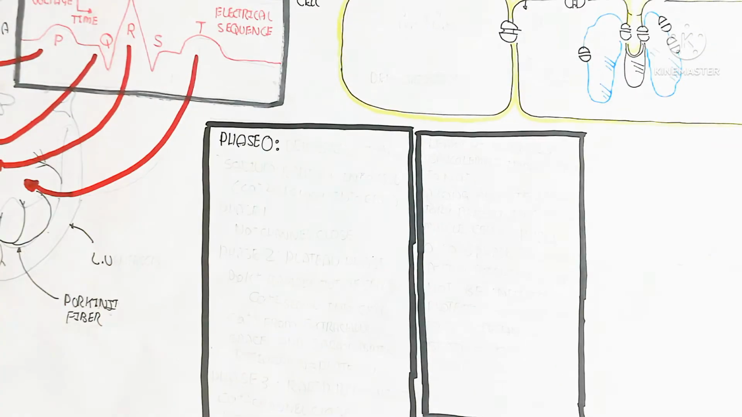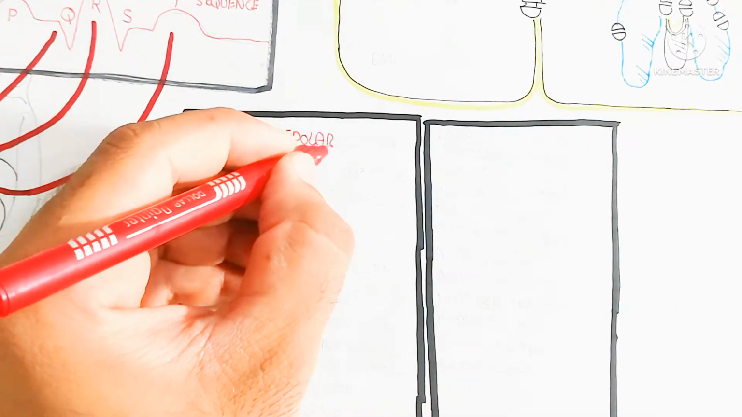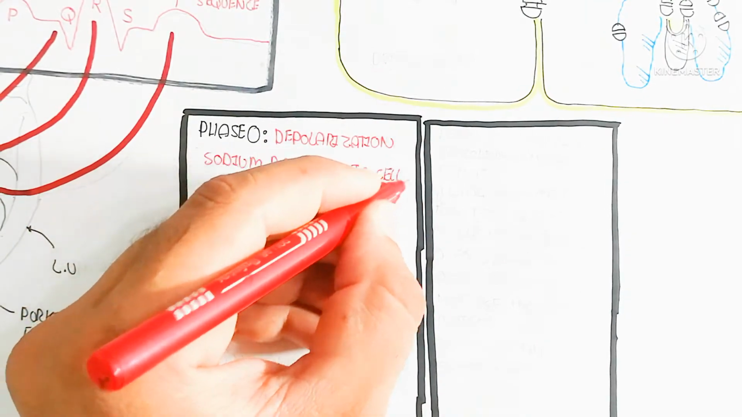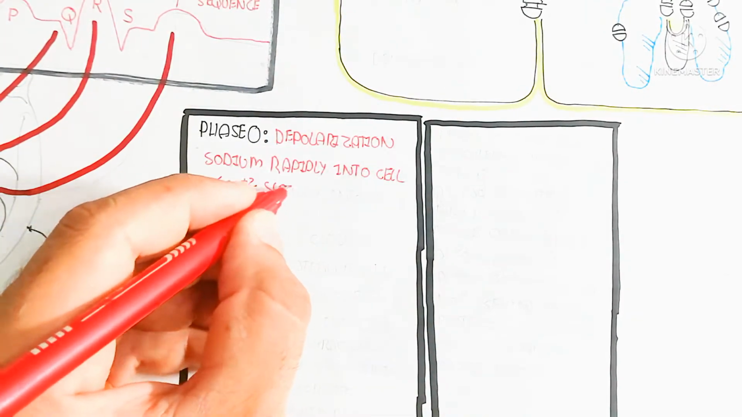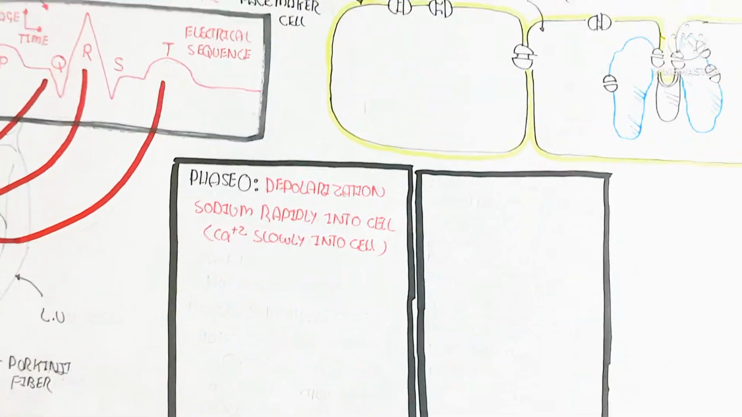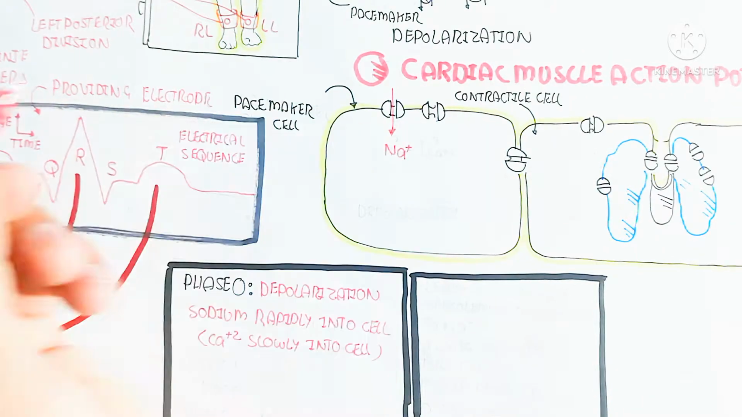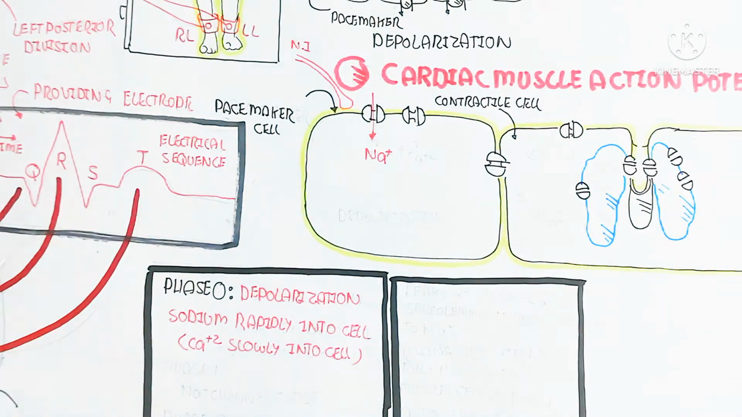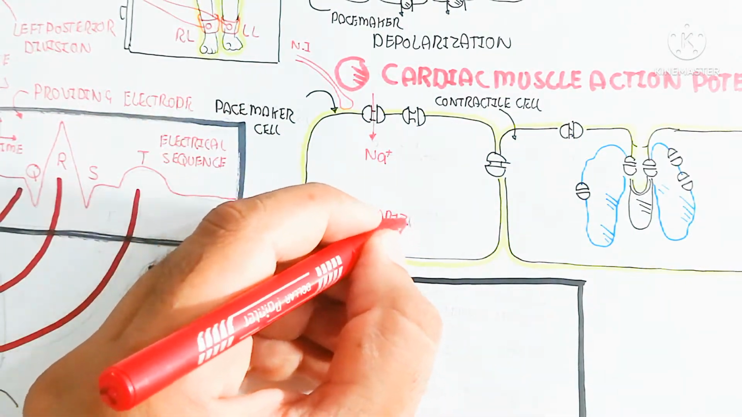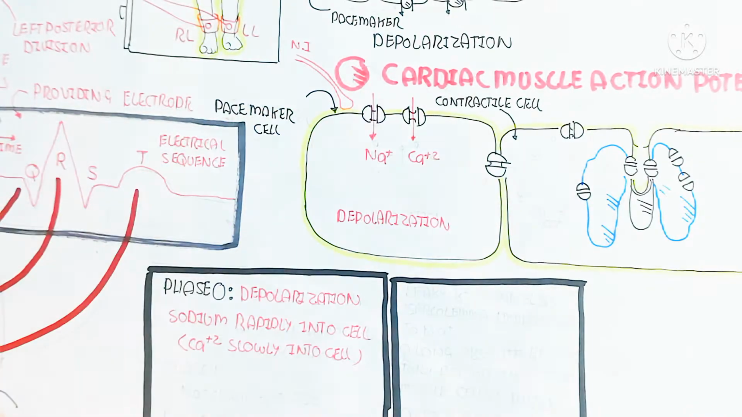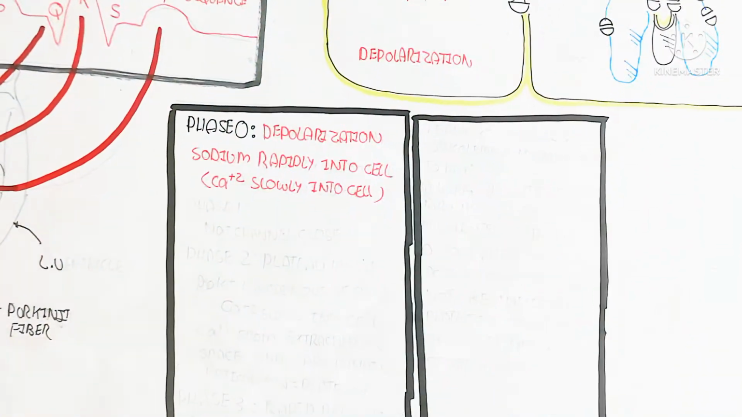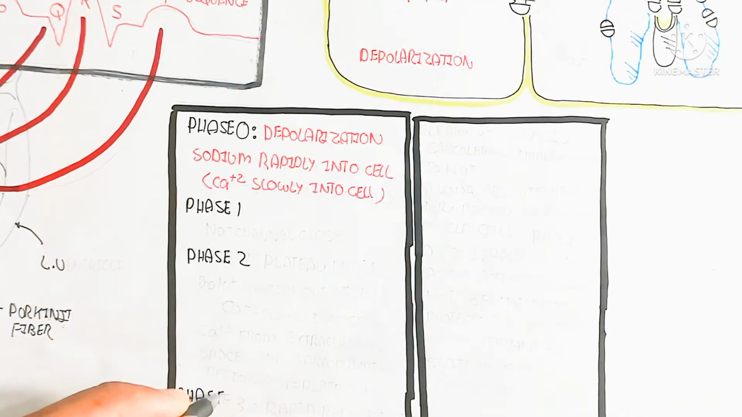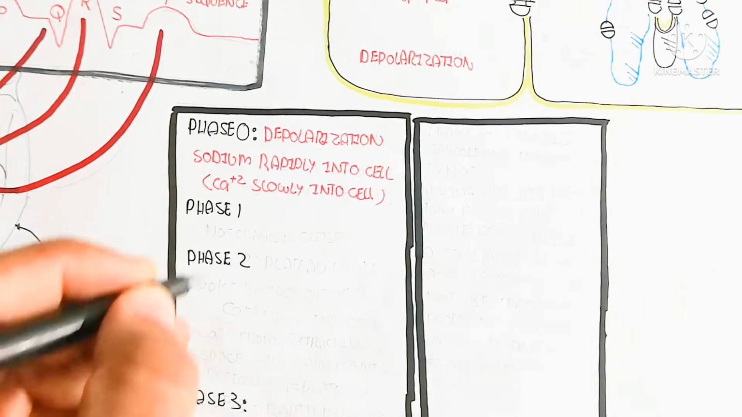So let's begin to understand the depolarization, and to transmit the signal, after the depolarization it will depolarize the contractile cell. So this is phase 0. In this phase of depolarization, sodium rapidly enters the cell and calcium slowly enters the cell. The sarcoplasmic reticulum, which is present in the contractile cell, is used for the contraction of the myocyte muscle, the myofilament, the sarcomere. So calcium slowly enters the cell, and phase 1, phase 2, phase 3 and phase 4 we will discuss in this manner.